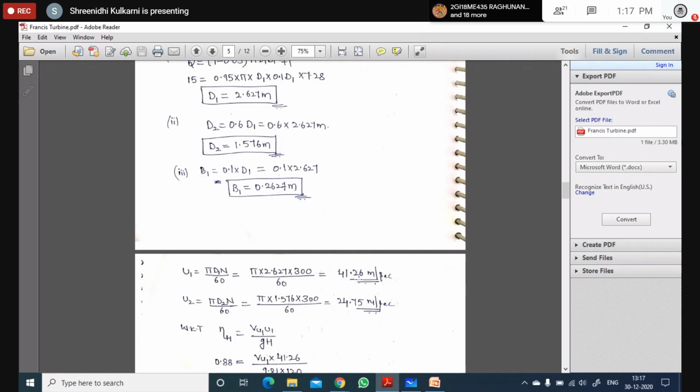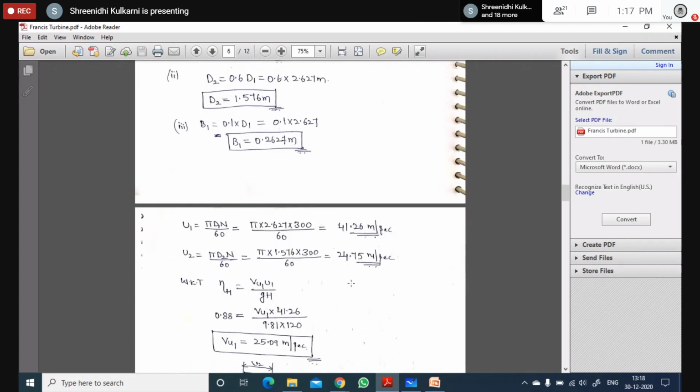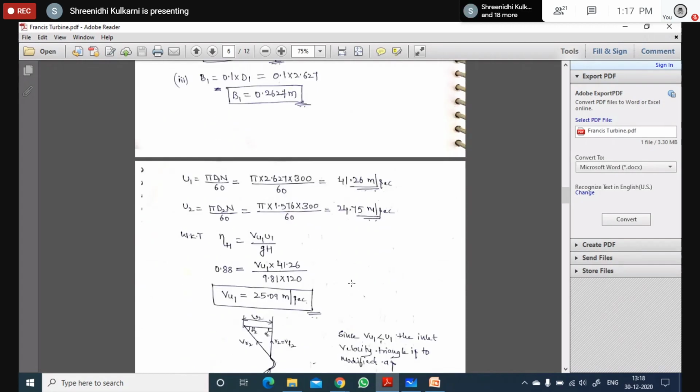After this, we know the hydraulic efficiency is given by VU1 U1 by GH. So by using this equation, we can calculate VU1. We are going to calculate VU1.